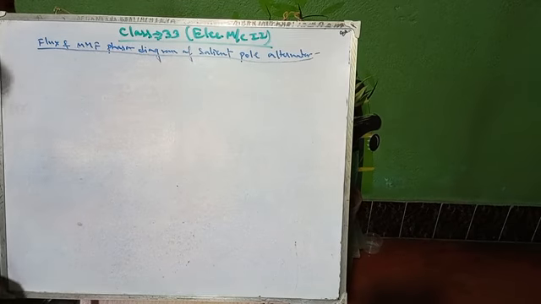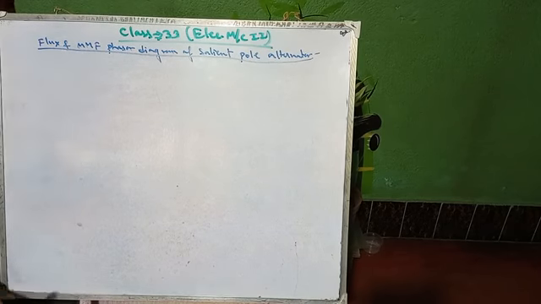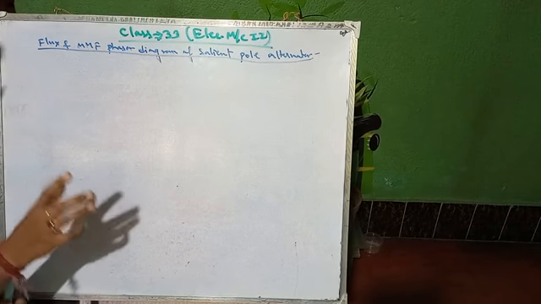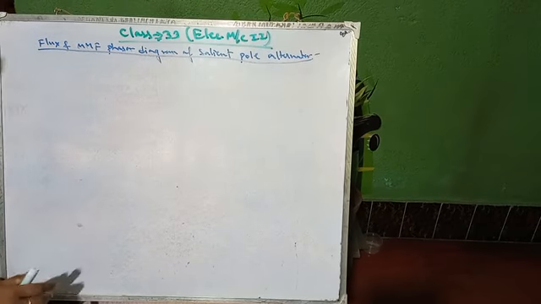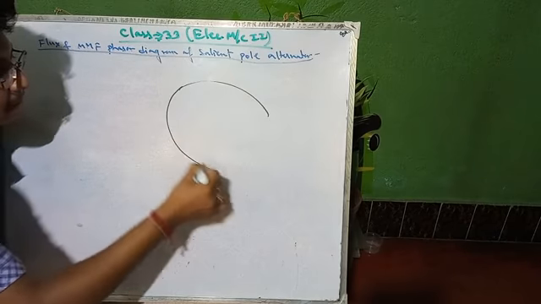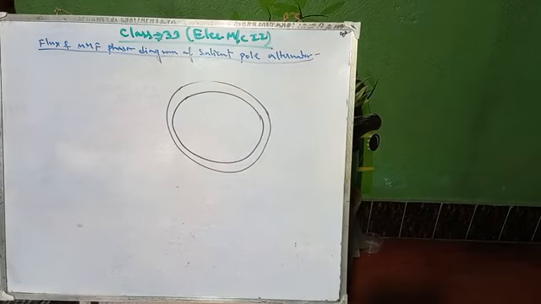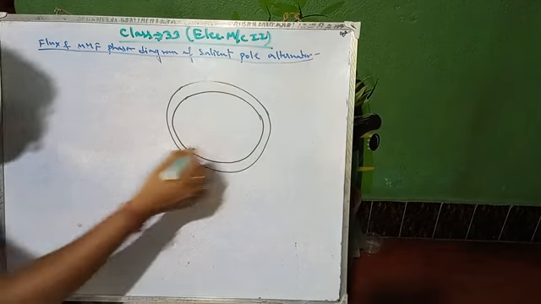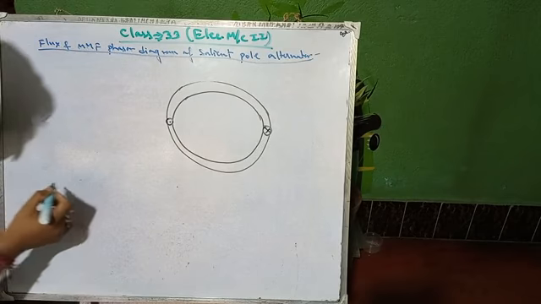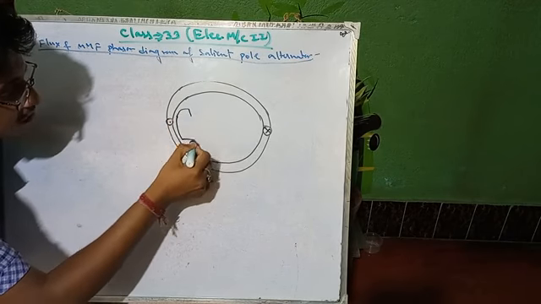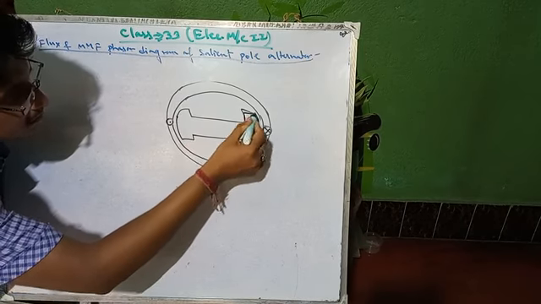For salient pole alternator, you have to first understand what is salient pole alternator. That is, salient pole alternator has a rotor which is called salient pole. Suppose this is the stator portion, and only for simplicity I am taking two stator conductors. And this is the rotor. This type of rotor is called salient pole rotor.